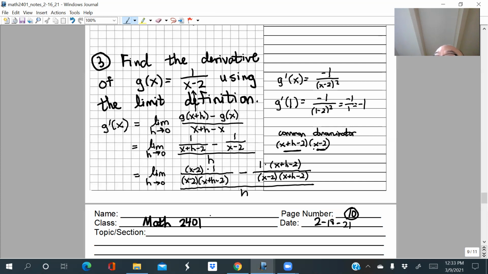And I even know how fast it's going down. It's going down at this rate, -1. The slope of the tangent line is -1. What about at 0? Is it going up at 0 or is it going down at 0? Is it increasing at 0 or is it decreasing at 0? So you can answer that just by computing g prime of 0 from your formula. So that would be -1 over 0 minus 2 squared. That looks like that's going to be -1/4. That's still negative, right? So at 0, the curve is still decreasing.